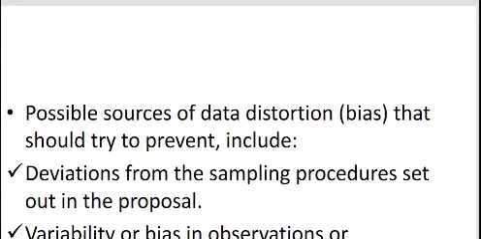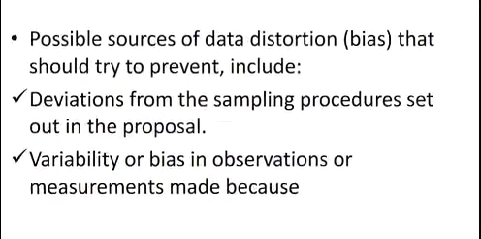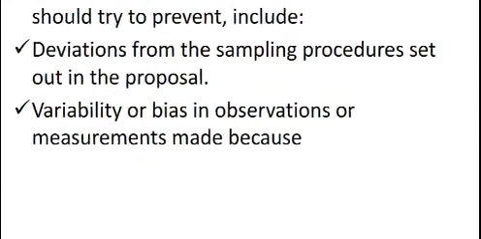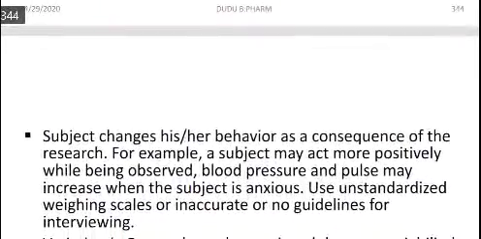Possible sources of data distortion or bias that we should try to prevent include deviation from the sampling procedure set out in the proposal, and variability or bias in observation or measurement made because the subject changes his behavior as a consequence of the research. For example, a subject may act more positively while being observed. Blood pressure and pulse may increase when the subject is anxious.